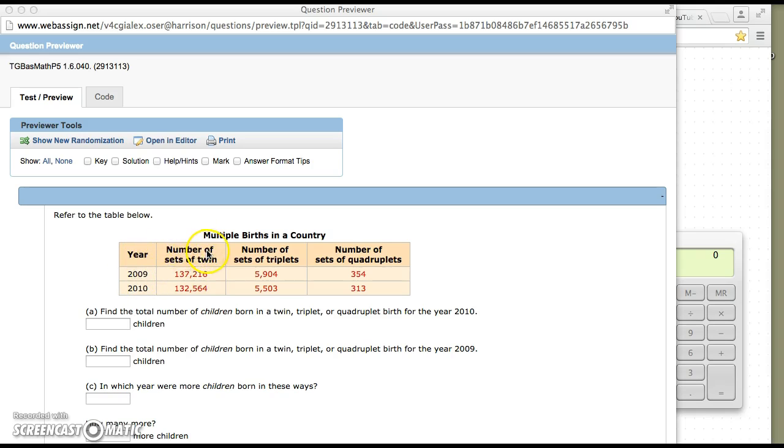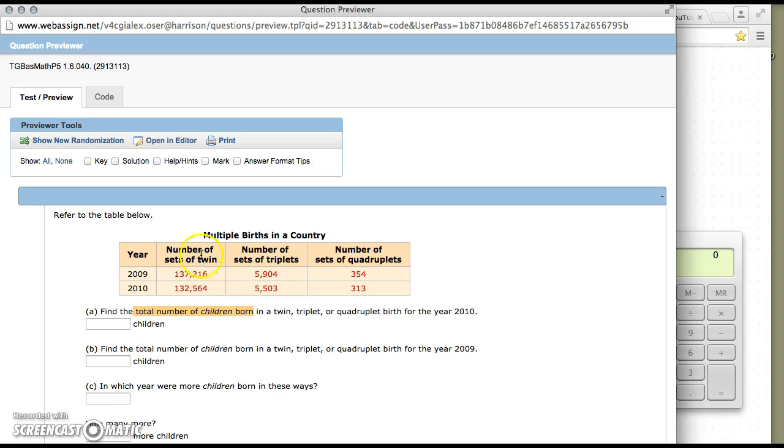The second column gives us the number of sets of twins in 2009 and 2010. The third column gives us the number of sets of triplets, and the fourth column gives us the number of sets of quadruplets. What we need to do is find the total number of children born in a twin, triplet, or quadruplet birth for the year 2010. What we're asked to find is the total number of children born.